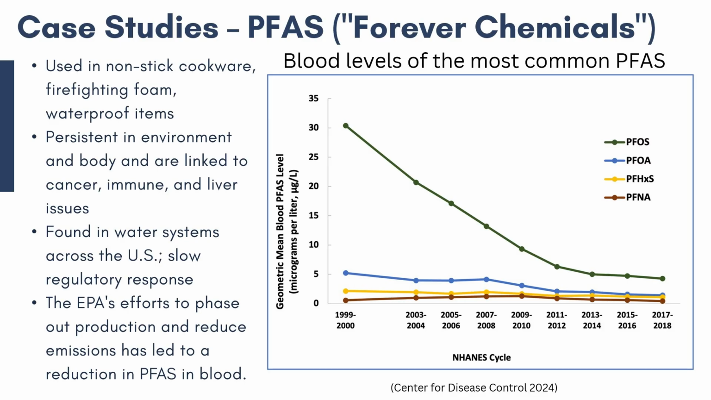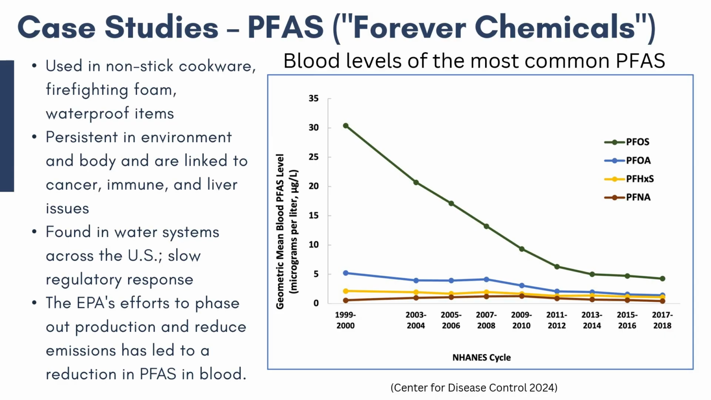PFAS contamination appears in many U.S. water systems, with regulations involving slow progress, making PFAS kind of a prime example of how chemistry, policy, and public health interests intersect. One thing to notice from this graph, we have a couple of different colors here. We have PFOS, PFOA, PFHxS, PFNA. These are all forms of PFAS.